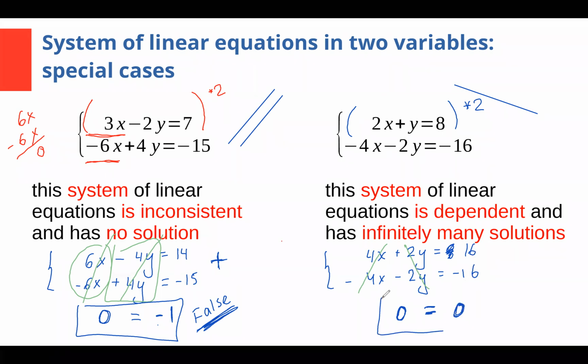You know how different these two statements are, right? This one and this one. This one is false, but this one is true, right? So when we get that both of the variables are eliminated and we have a true statement here, it means that this system of equations has infinitely many solutions. This is the case of the same line, and the system is called dependent.